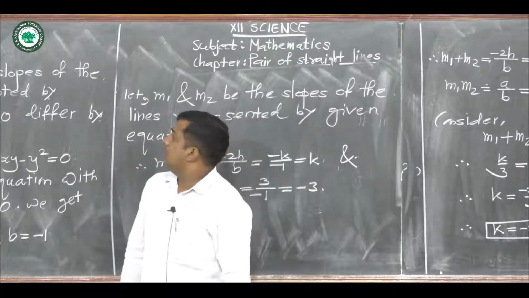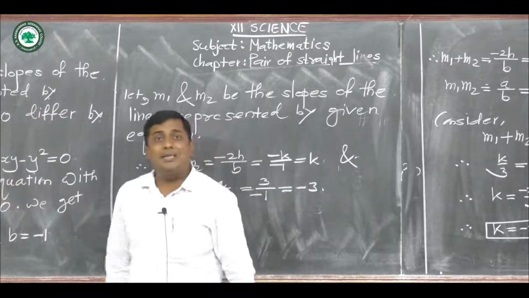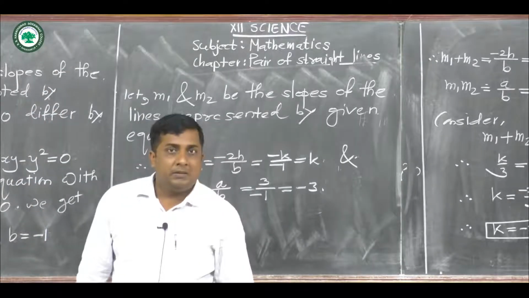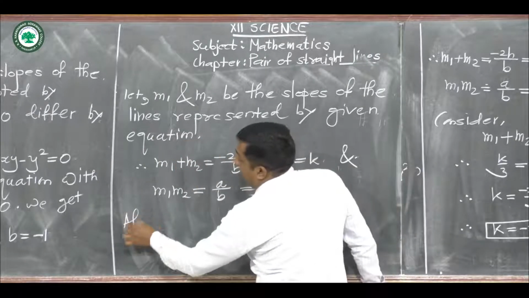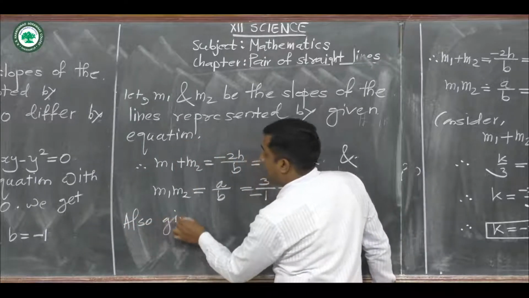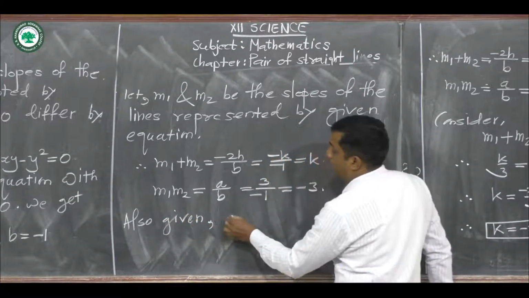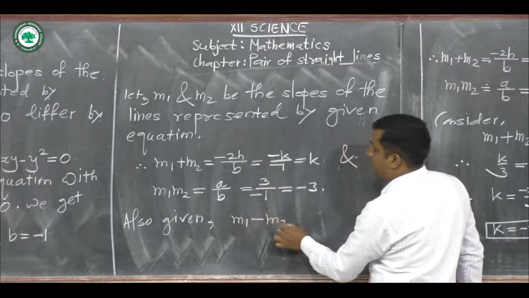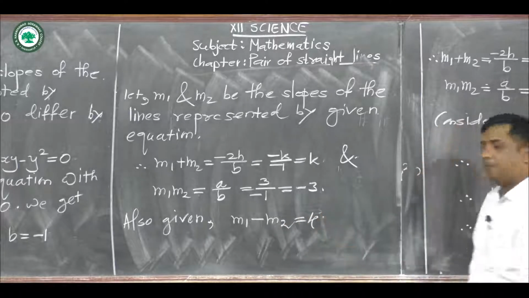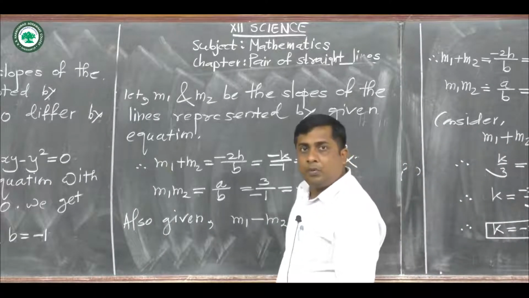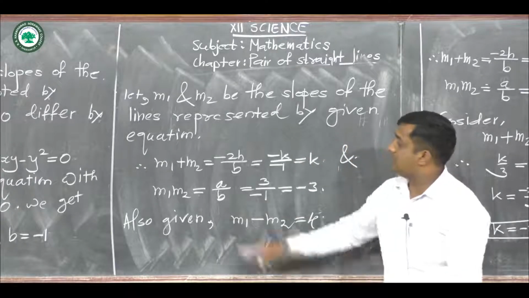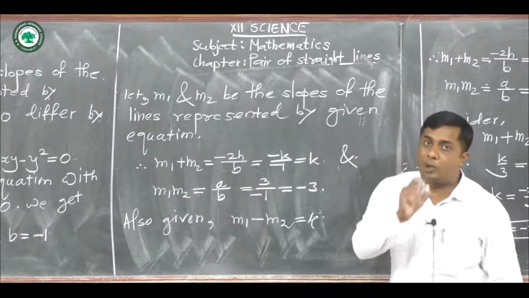Here, given the slopes of the given lines differ by 4, I write m1 minus m2 is equal to 4. That is, the difference between m1 and m2 is 4. Now, by using this sum and product of the slopes, we have to find the value of k.